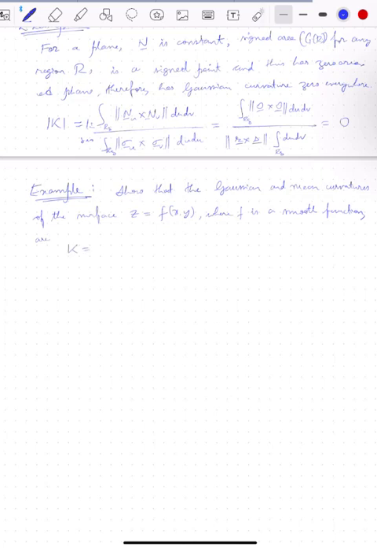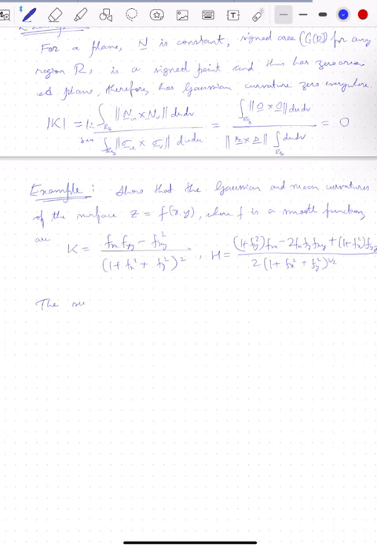to show that K is equal to f xx f yy minus f xy squared divided by 1 plus f x squared plus f y squared, and then H is equal to 1 plus f y squared into f xx minus 2 f x f y f xy plus 1 plus f x squared f yy divided by 2 into 1 plus f x squared plus f y squared to the power 3 by 2.